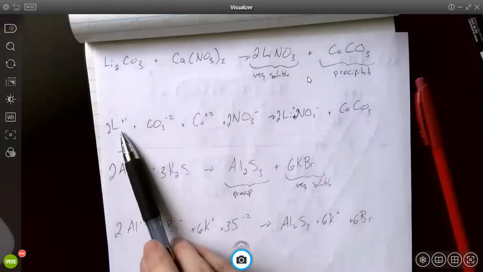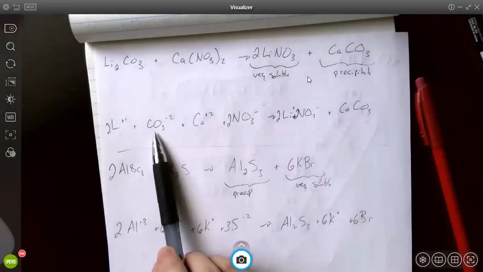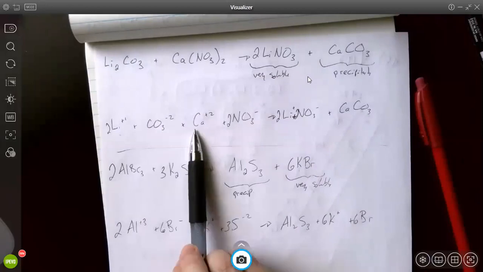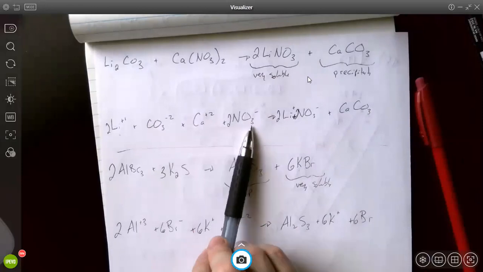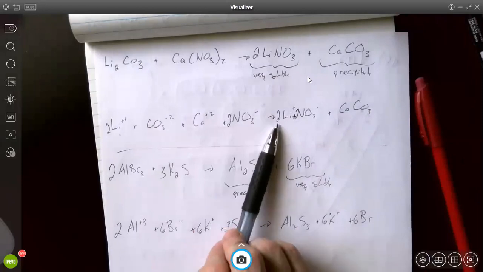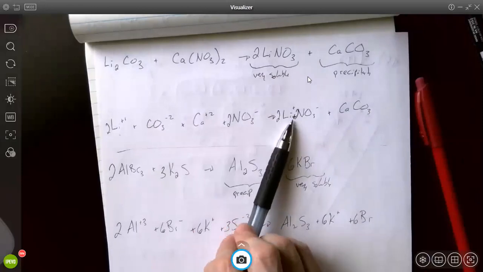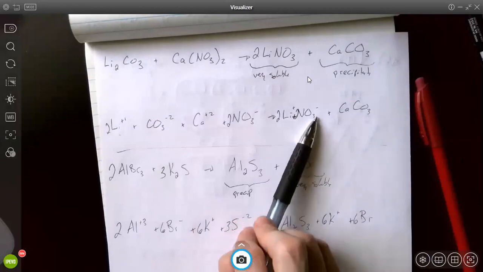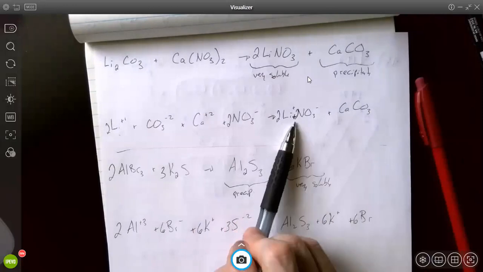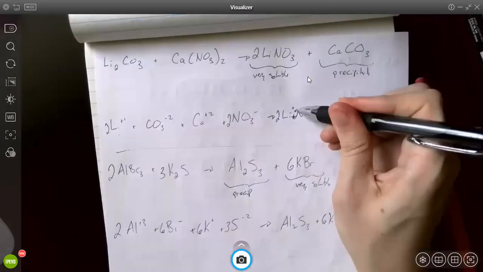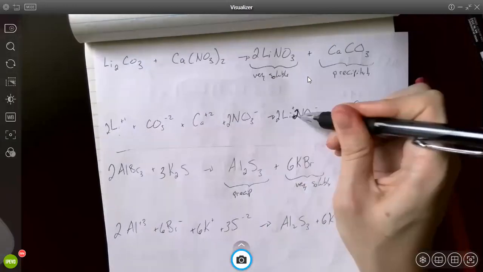2 Li+ plus CO3 2- plus Ca 2+ plus 2 NO3- becomes 2 Li+ plus 2 NO3- plus CaCO3. And sorry, this is kind of jammed in there. That is a little 2 that I've squished in there.